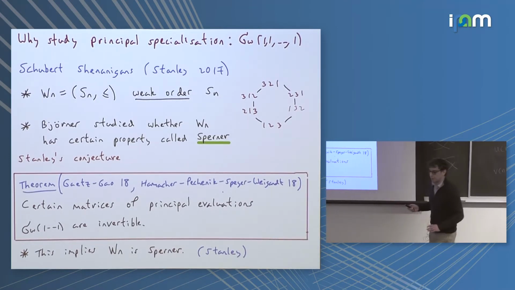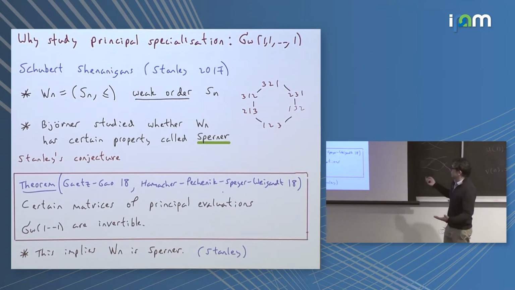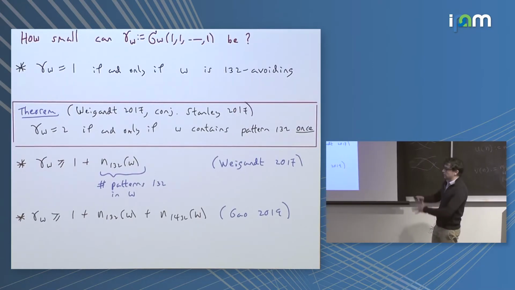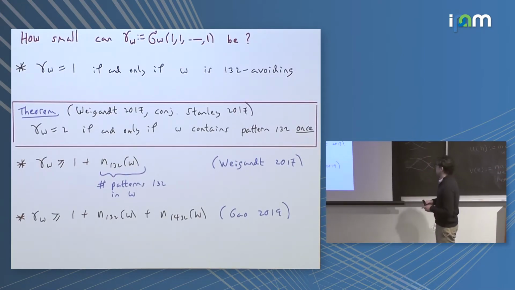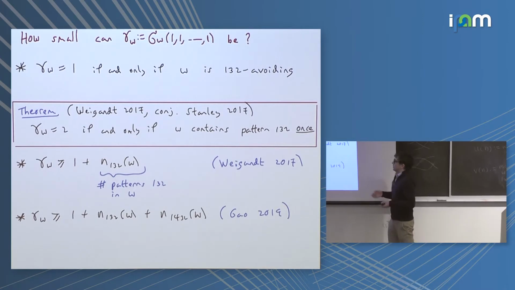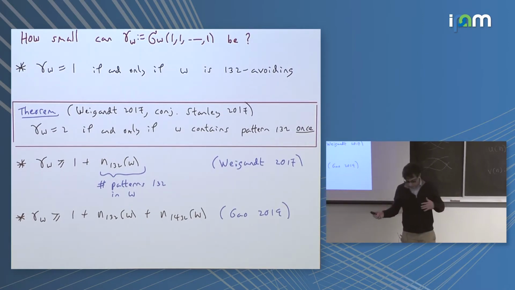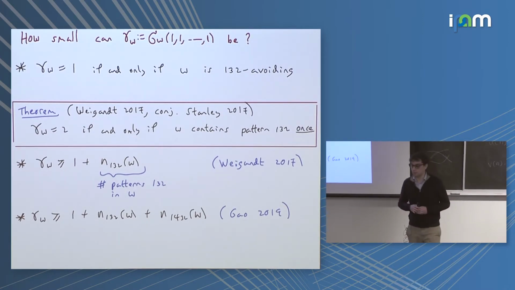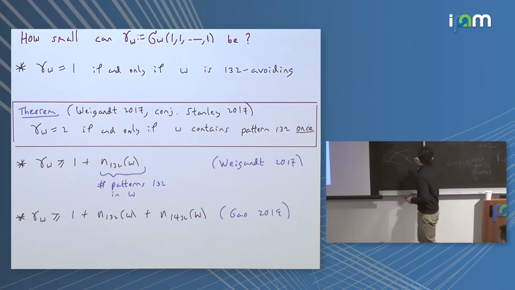But you'll hear more about that in the next talk. So Stanley was looking at this matrix of these principal specializations. So then he asked, well, how big and small are the entries? I'm studying this matrix. So first, how small can the principal specialization be?